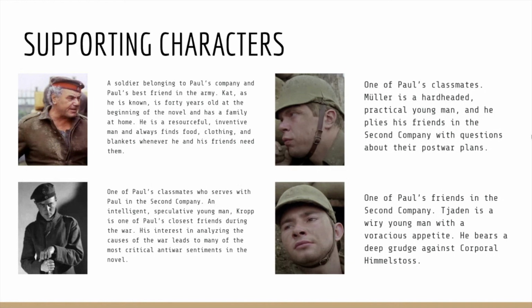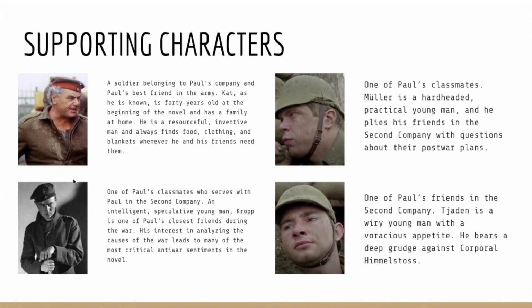So he is a soldier belonging to Paul's company. He is Paul's best friend in the army. Kat, as he is known, is 40 years old at the beginning of the novel and has a family at home. He is a resourceful, inventive man and always finds food, clothing, and blankets whenever he and his friends need them. He is the oldest of Paul's friends that he has made in the army, okay?